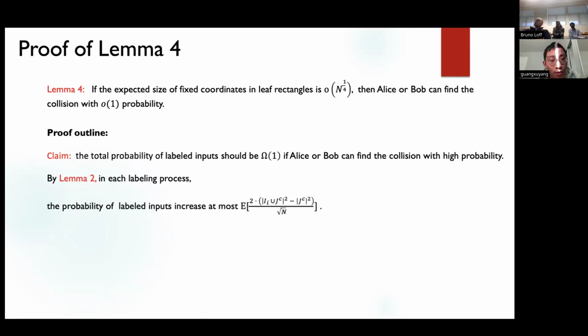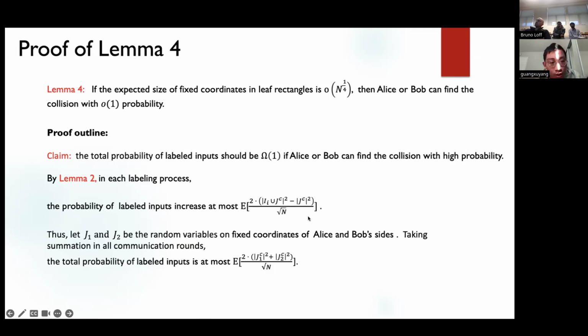By number 2, we have an upper bound on the labeled input in each communication round. This is the upper bound by number 2. So let G1 and G2 be random variables on a fixed query of the Einstein Bauer side, and you take the summation over each communication round. So the total probability can be this one. Every time you increase some condition pairs, this is the total of all possible condition pairs at the end, and this is the probability.